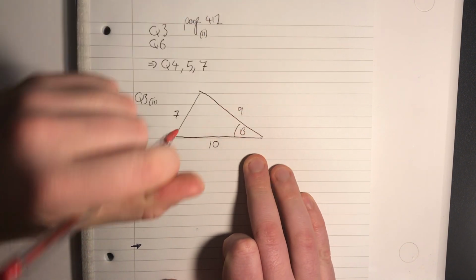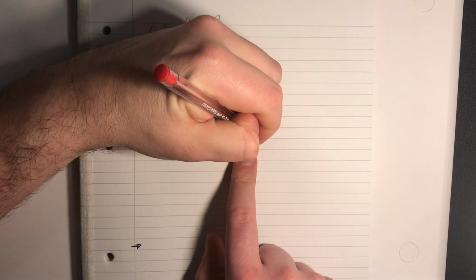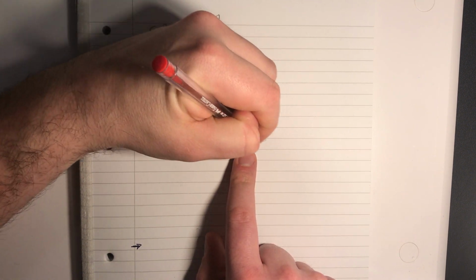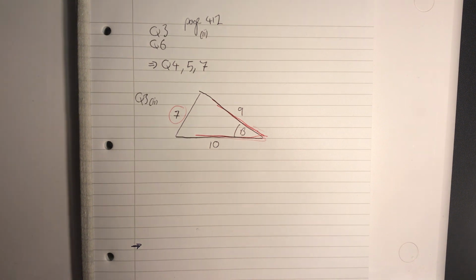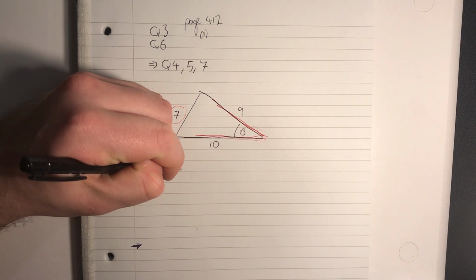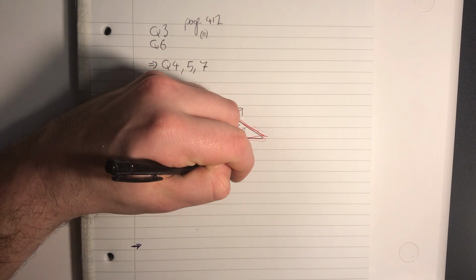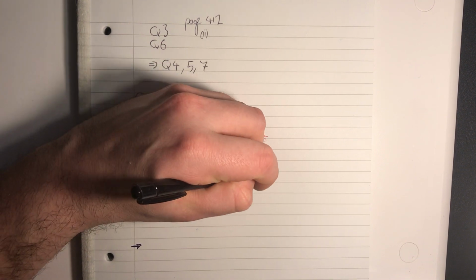So when we have this situation with an angle trapped in between 2 sides, and we have some information about the side opposite it, well then that's kind of a setup for the cosine rule, okay? So we're going to use the cosine rule, which tells us that a squared is equal to b squared plus c squared minus 2bc cosine of A.